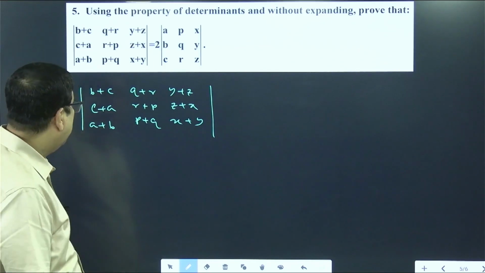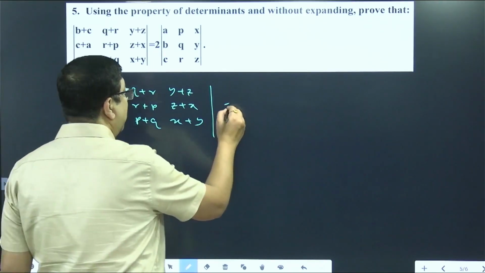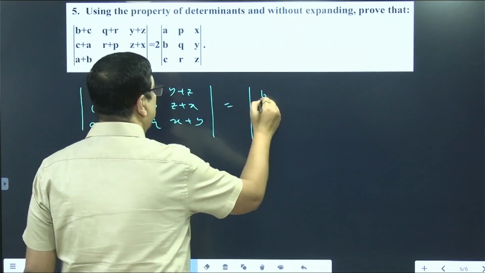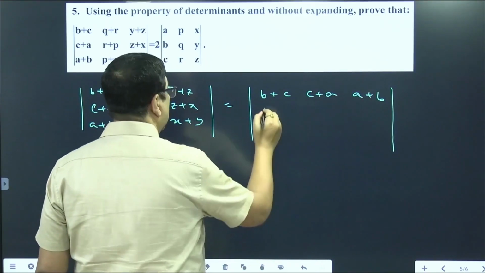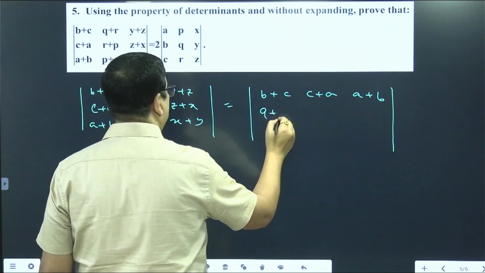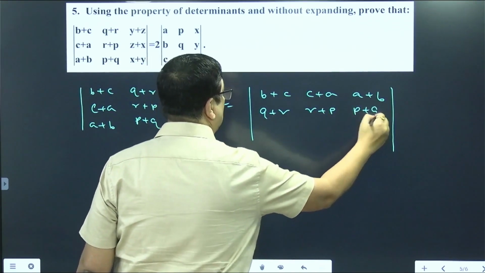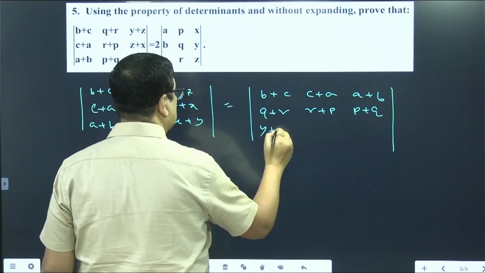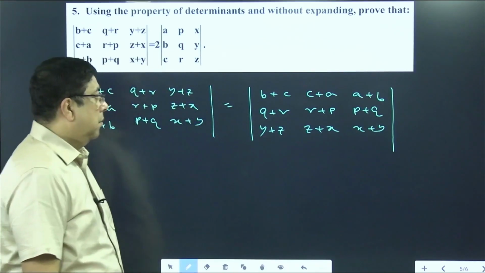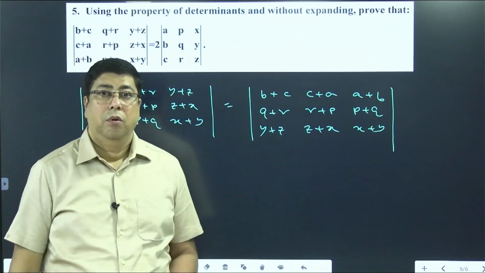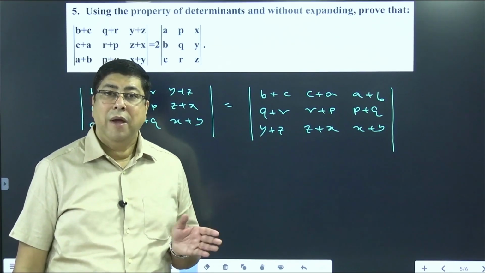What to be done? First of all, what can be done? Let us interchange rows and columns. So if we interchange the rows and columns, we are saying that B plus C, C plus A, A plus B, Q plus R, R plus P, P plus Q, and here Y plus Z, Z plus X, X plus Y. Now, we have to make at least one column with the elements single.